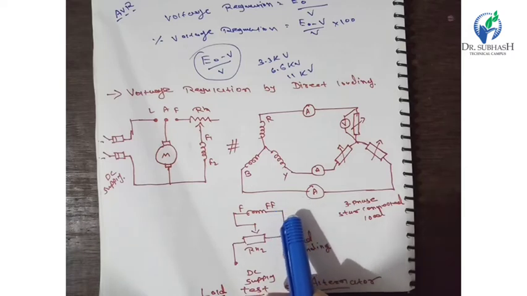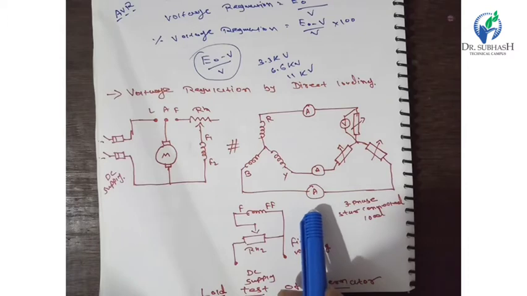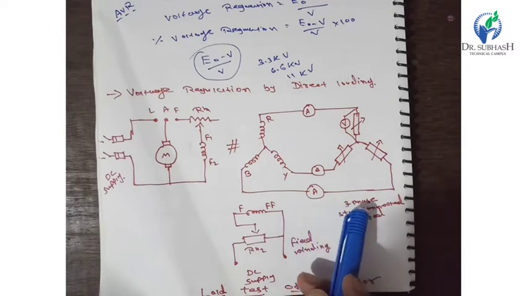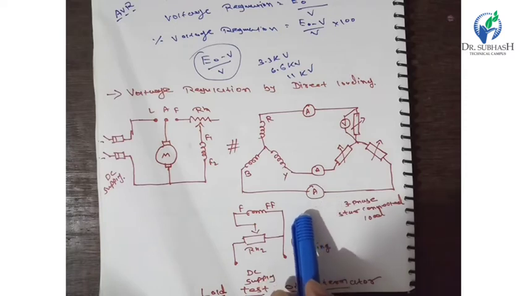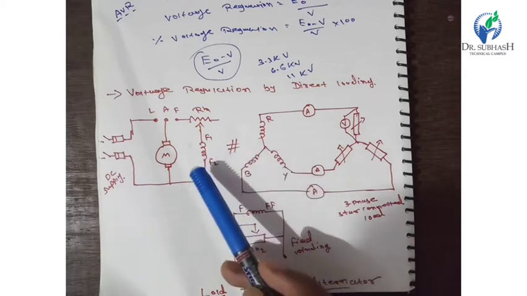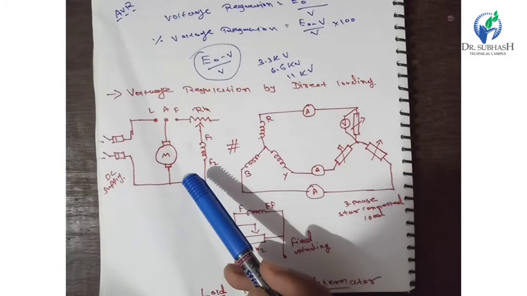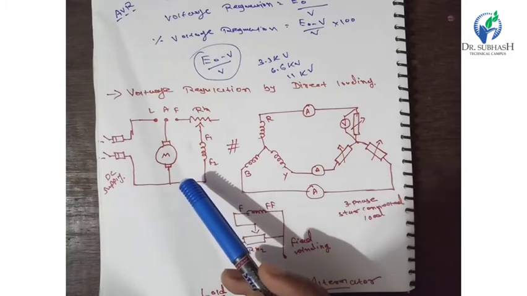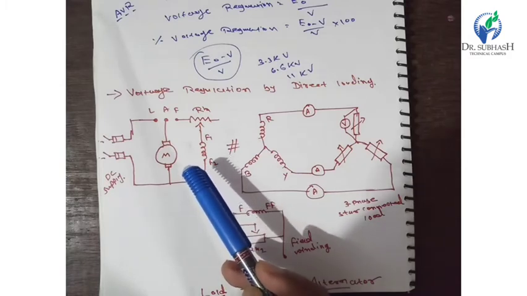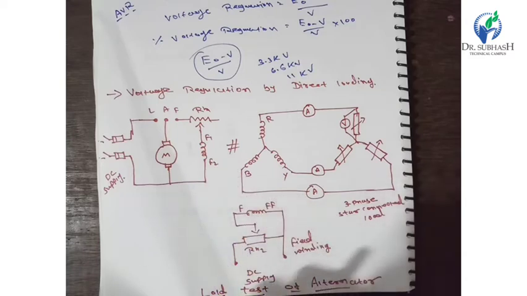The terminal voltage of the alternator changes. The terminal voltage is again brought to the rated voltage by changing the excitation of the alternator. Therefore, by varying the rheostat, suppose the excitation current at this condition is IF1.